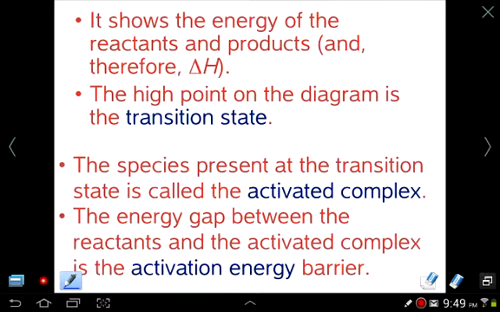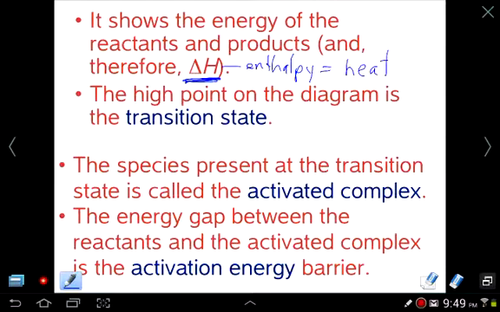So the details of the coordinate diagram: it shows the beginning energy and the ending energy, and we can then calculate the change in energy, in this case the change in enthalpy, just the heat portion. Remember, this is enthalpy, or heat.